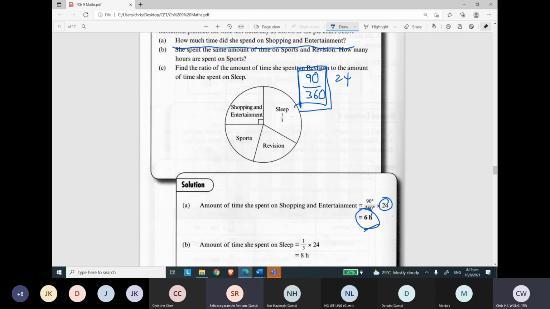Because the 90 degree is shown there. This is very clear, right?